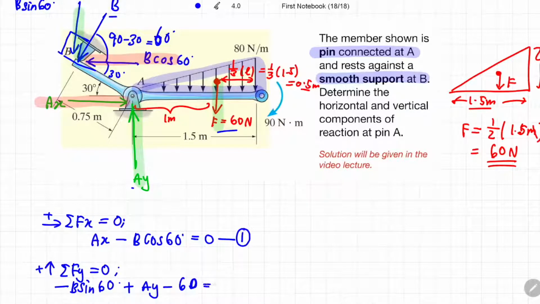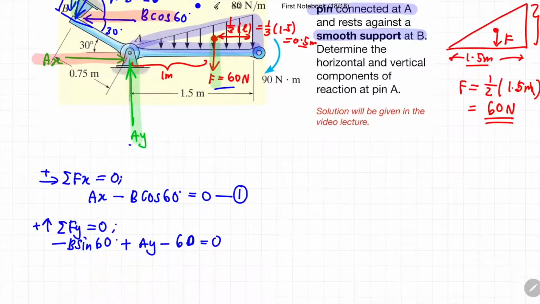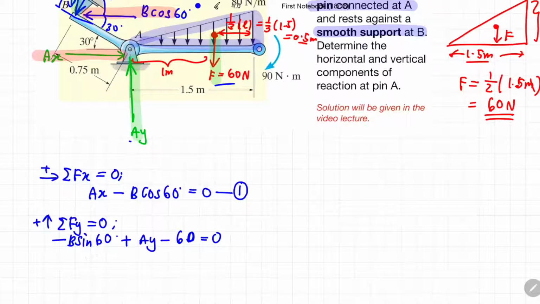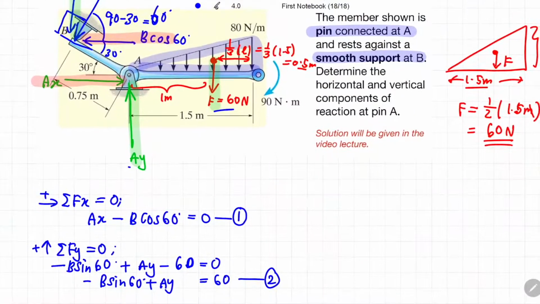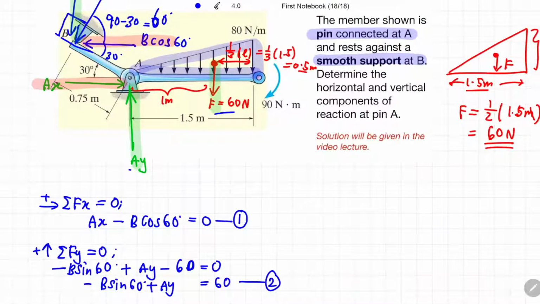So if we rearrange this equation so that all the unknown variables are on the left side, what is left is b sine 60 plus ay is equivalent to 60. And this would be equation 2. Now we still cannot solve this particular problem yet because there are still 3 unknown variables in our equation. So, we just extend this into applying the equilibrium condition for moment.